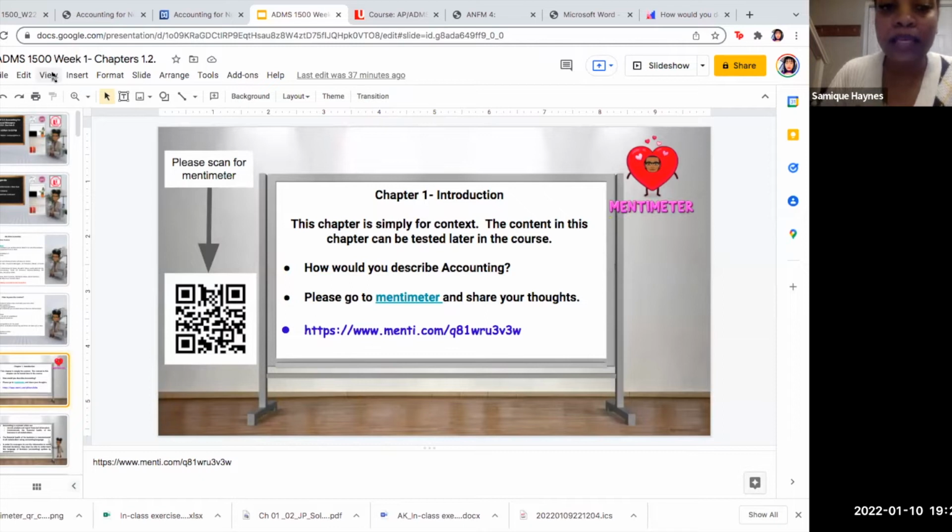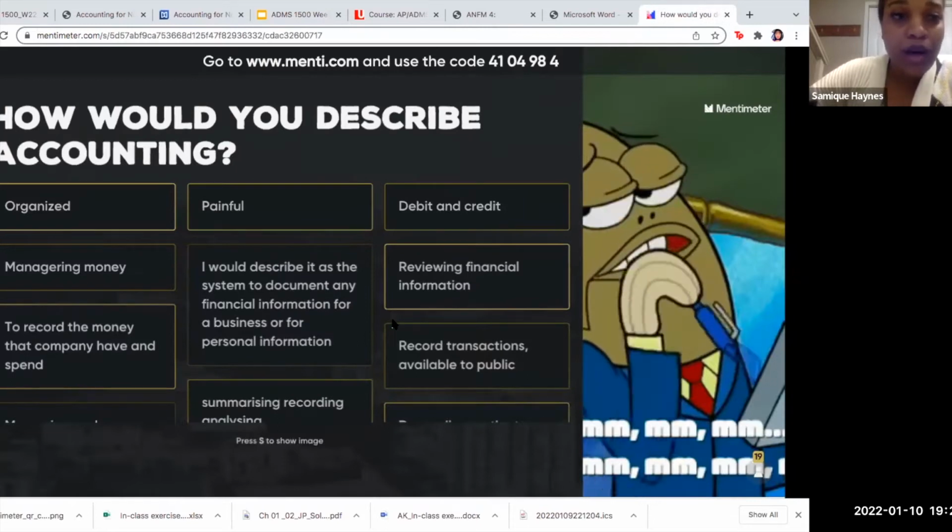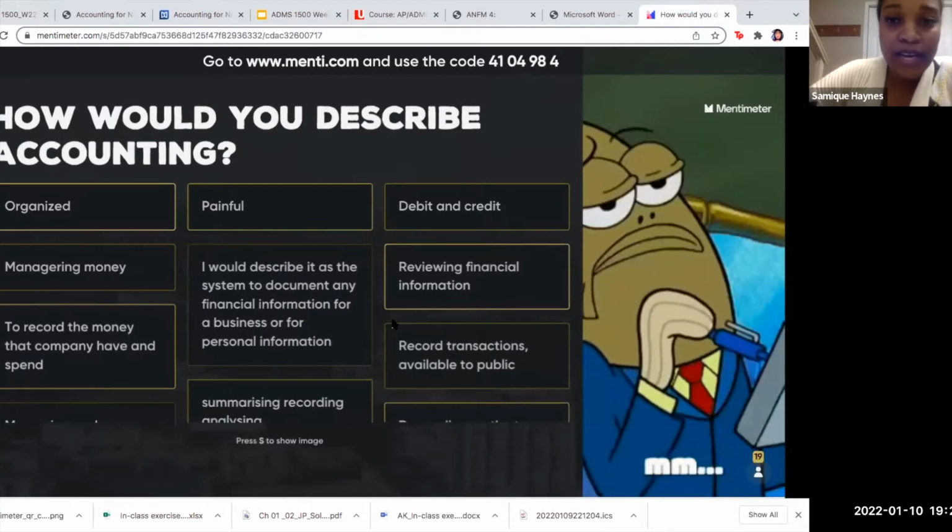So, if you don't mind, can you scan this barcode or copy this link and see if you can answer this question? How would you describe accounting in a few words? So I see painful, organized, debit and credit.